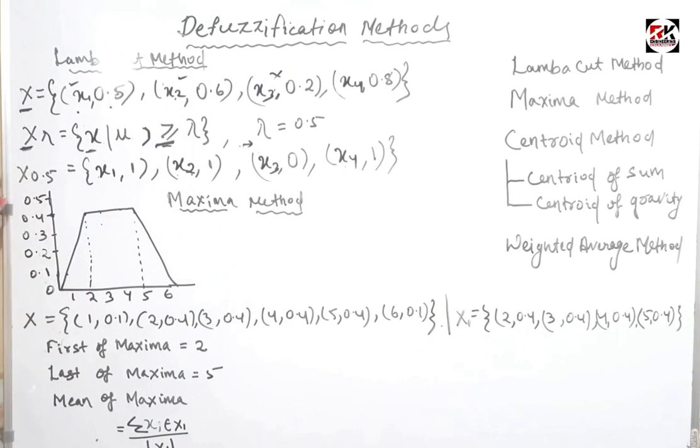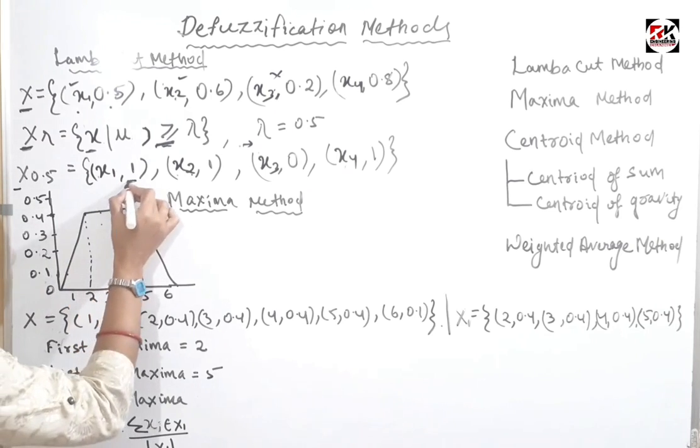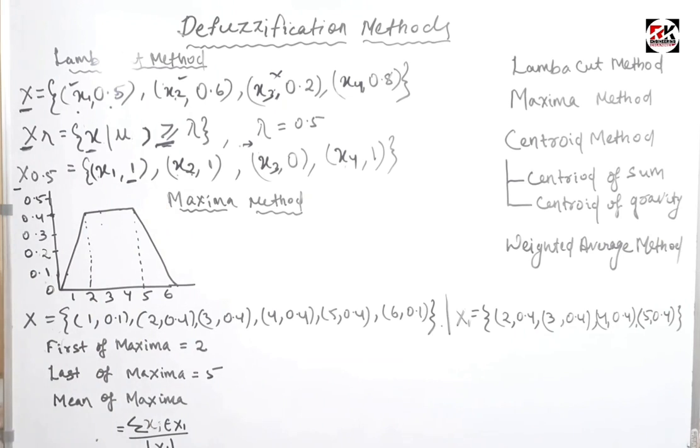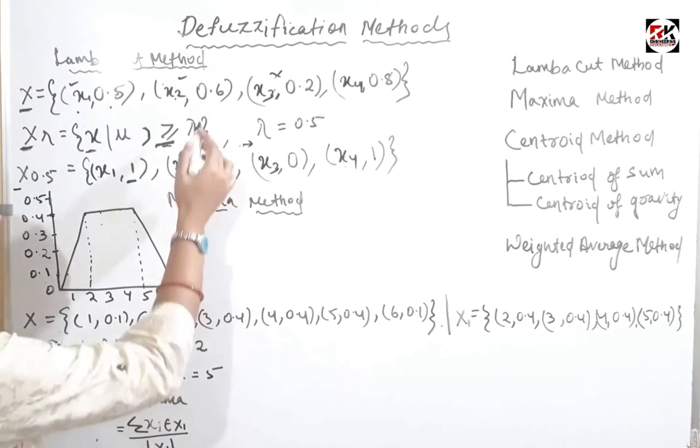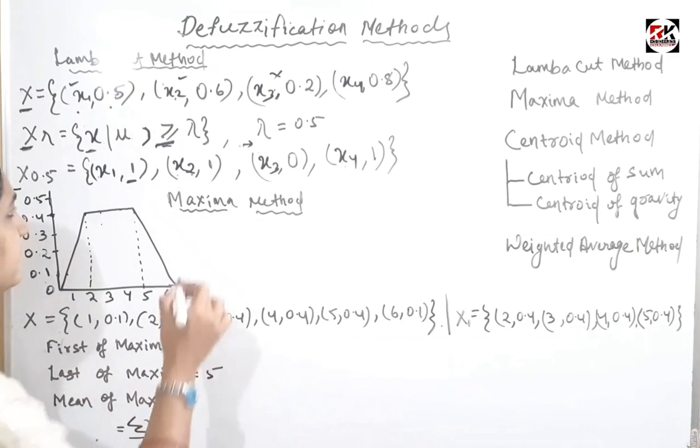So let's write the new fuzzy set X at 0.5. In the new fuzzy set, X1 will be included, so I will write X1, and against X1 I will write 1. Why? Because this is included. Next, X2 will also be included because its value is 0.6, so against X2 I will write 1.